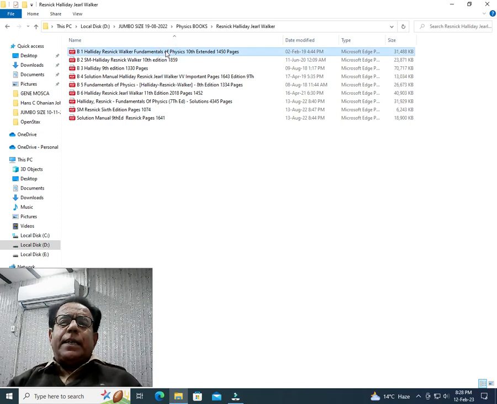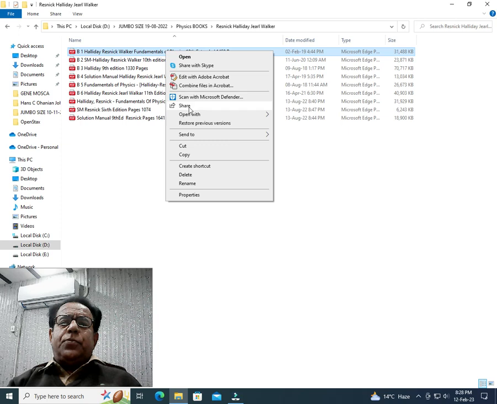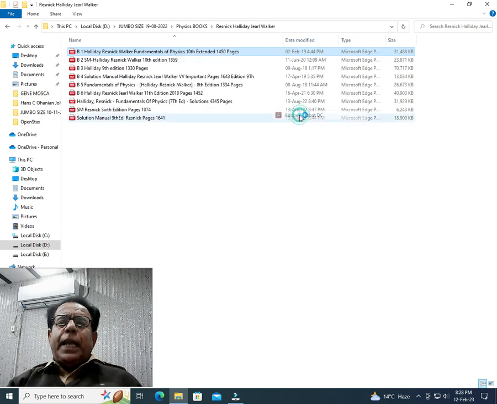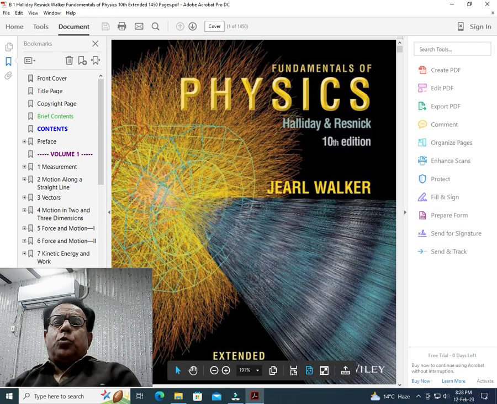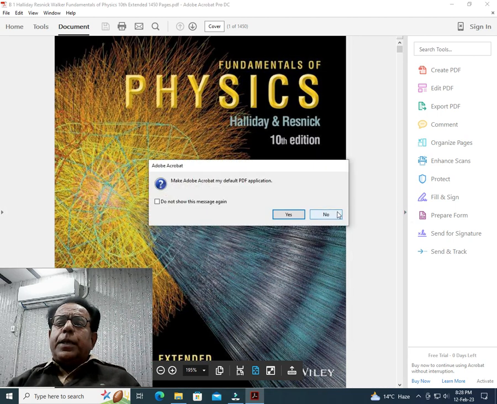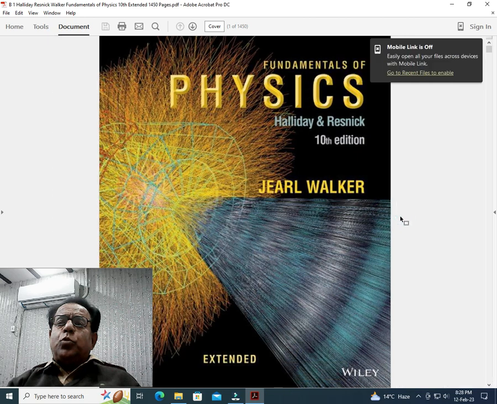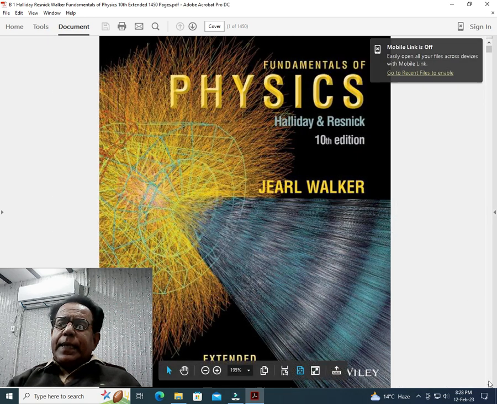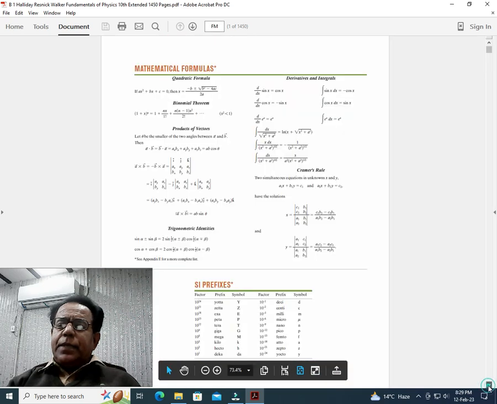Different editions are included in this folder. We open any edition of this book. This is the 10th edition of this book, Fundamentals of Physics, Halliday and Resnick, 10th edition, Gerald Walker.